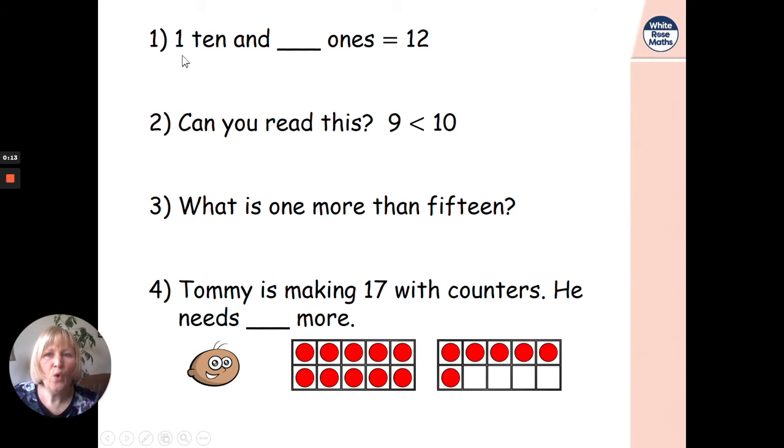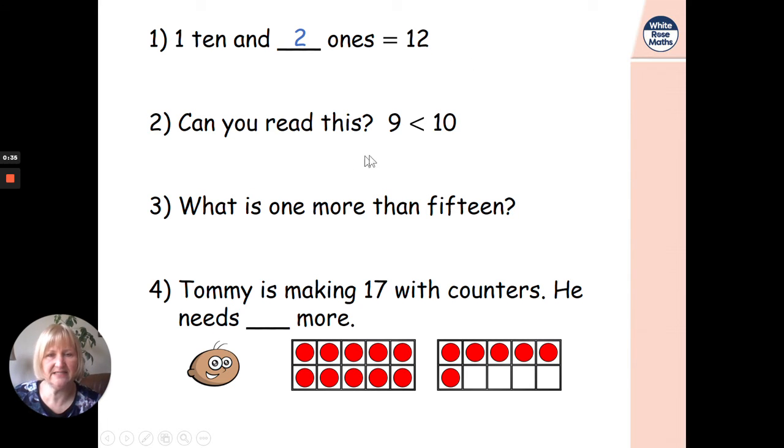Number 1. One 10 and 2 ones equals 12. A 10 and 2 ones is 12. Do you remember this part? This number 1 here doesn't mean 1, it means the 10. One 10 and 2 ones, 2 extras.